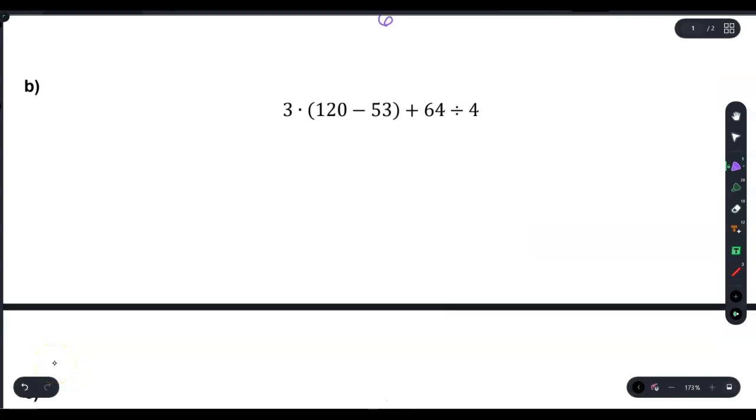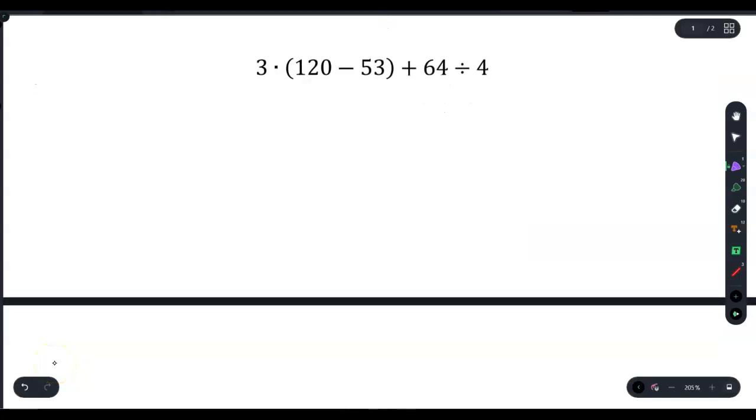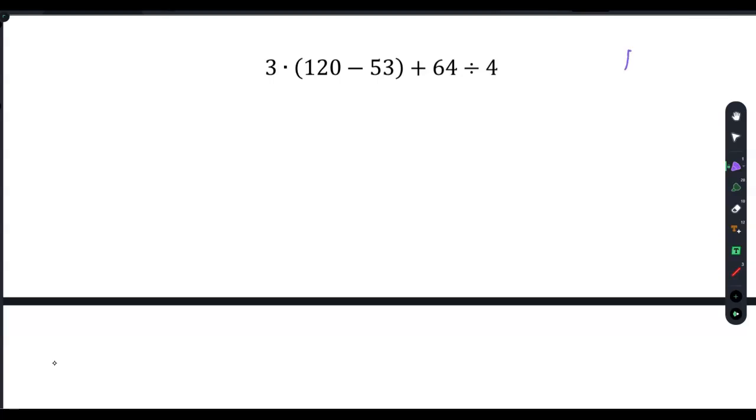So let's take a look at our next example. Again, I'm going to follow order of operations. It doesn't hurt to maybe write that reminder down so you can remind yourself of what to do first. First is my parentheses. So I do have a parentheses here. I would go ahead and do what's inside of that.